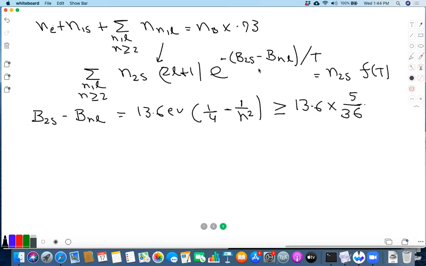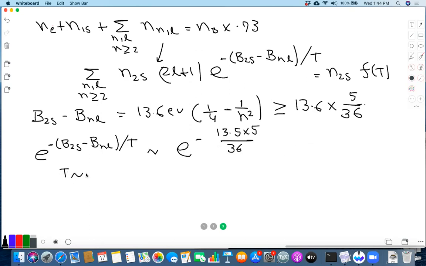So if we now calculate this, e to the power minus, say, B2S minus BNL by T. Okay, so the highest value of this is obtained for n equal to 3, right? For a larger n, this number will be even larger and it will be more suppressed. So this gives you, say, e to the power minus 13.6 times 5 over 36 and 1 over t. Okay, so let's say t of order 4000 K, that's where interesting things start happening.